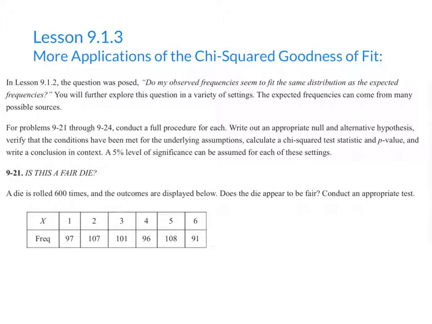There are many applications of the chi-squared goodness of fit test. Some of these can be hard to recognize by students. Lesson 9.1.3 is intended to provide practice in these multiple settings. Problem 9.21 introduces the concept of checking for uniformity among the counts. Circulate to check that students are not using Benford's law again.